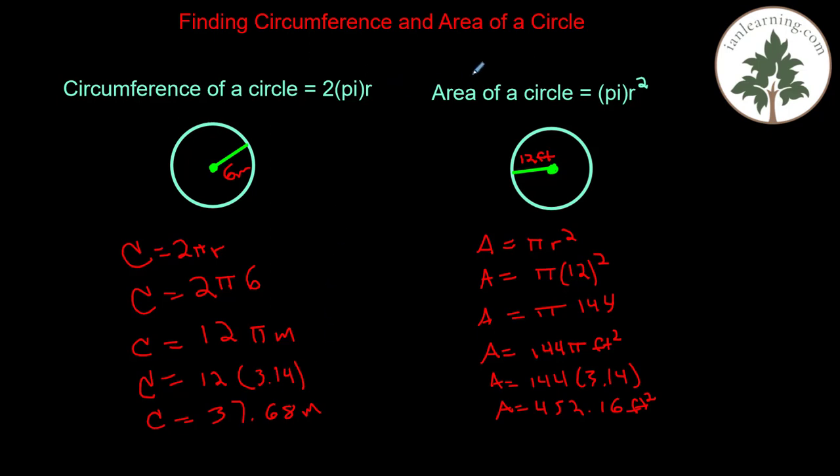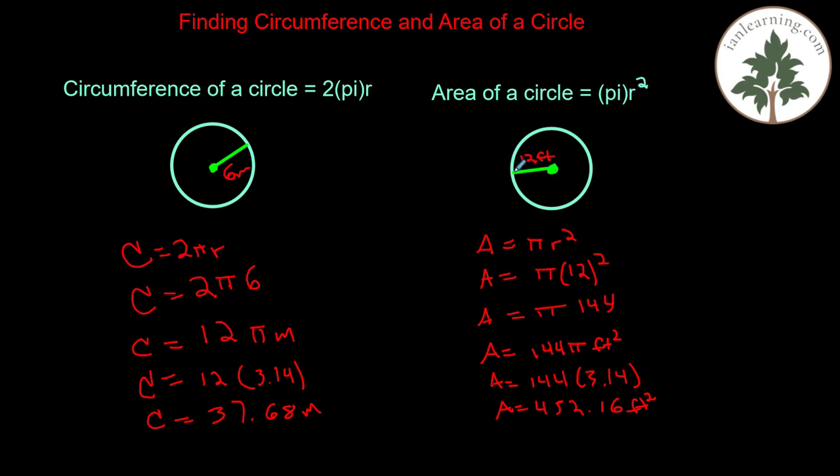Let's find the circumference and area of a circle. First of all, we'll need the formula for the circumference of a circle. That's 2 times pi times the radius. This would be the radius. And the area of a circle formula is pi times r squared, or pi times radius squared.